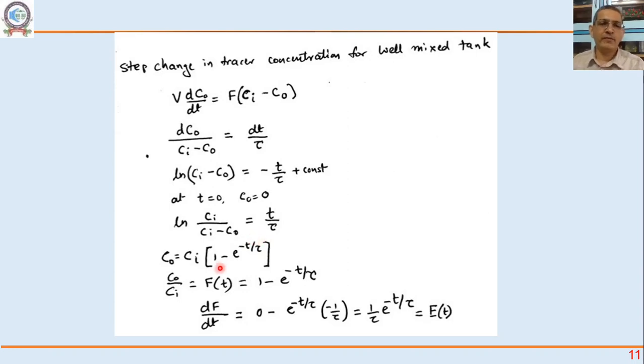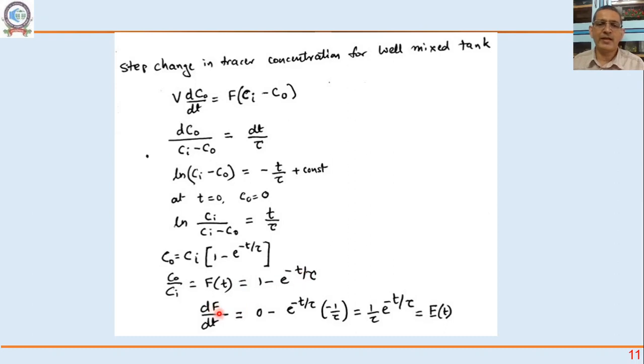So the F curve is how the dimensionless outlet concentration changes. So that F curve will be nothing but Co by Ci, because Co at the outlet is going to change from 0 to Ci. Dimensionless outlet concentration is C out by Ci. Right? That is called our F curve. So F curve would be 1 minus e raised to minus t by tau.